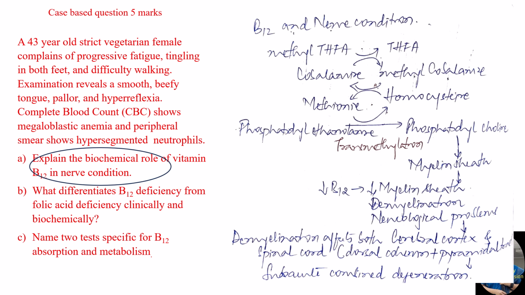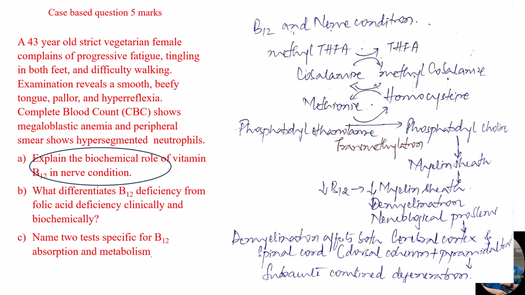The first question is: explain the biochemical role of vitamin B12 in nerve conduction. Now we all know methyltetrahydrofolate is getting converted to tetrahydrofolate, and this requires cobalamin. Cobalamin, after accepting the methyl group from methyltetrahydrofolate, becomes methylcobalamin, so that the active form of folic acid, that is tetrahydrofolic acid, is generated. In the subsequent step, the methyl group is donated to homocysteine and homocysteine gets converted to methionine.